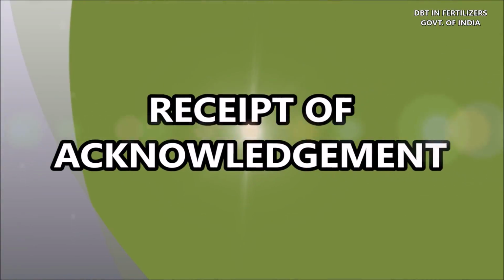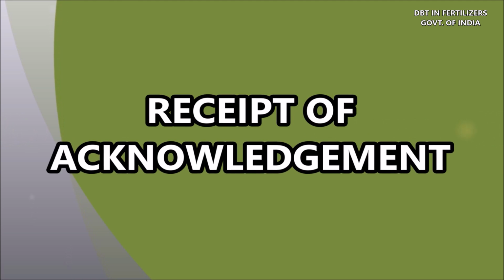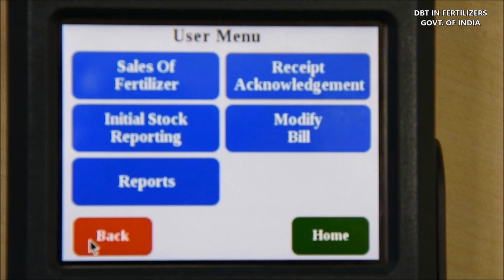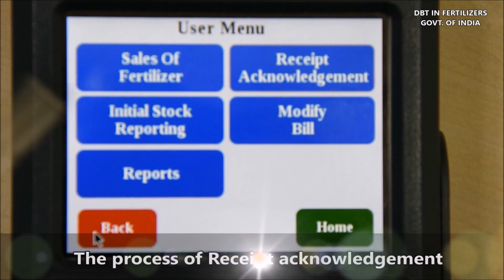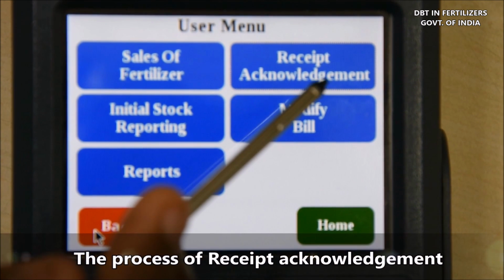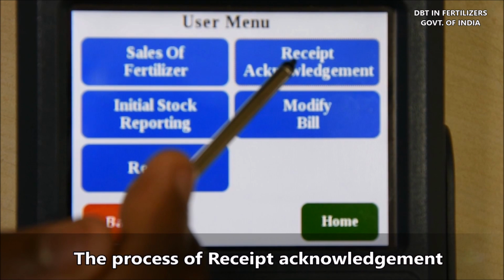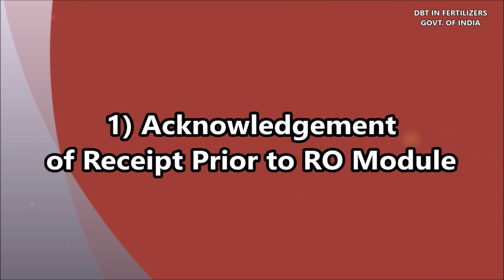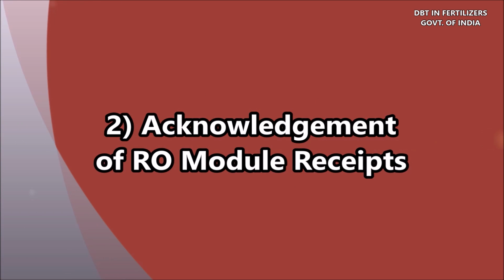Receipt acknowledgement. This module will be used by retailers to acknowledge subsequent purchases in the PoS device. The process of acknowledgement is as follows. Click on Receipt Acknowledgement option. A new screen will appear on the device. Here, two tabs would be available. One, Acknowledgement of Receipts prior to RO module, and two, Acknowledgement of RO module receipts.